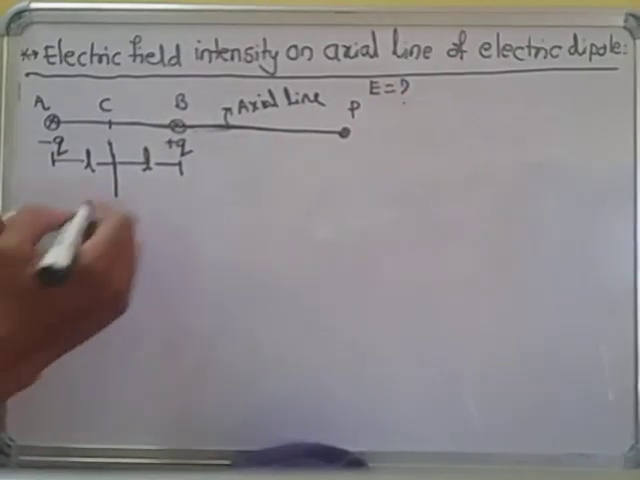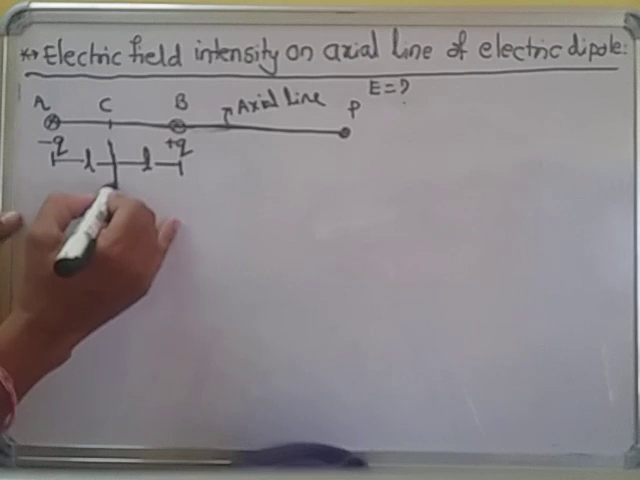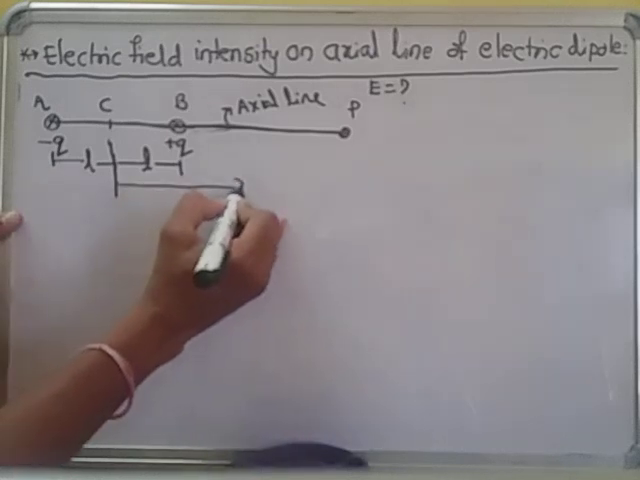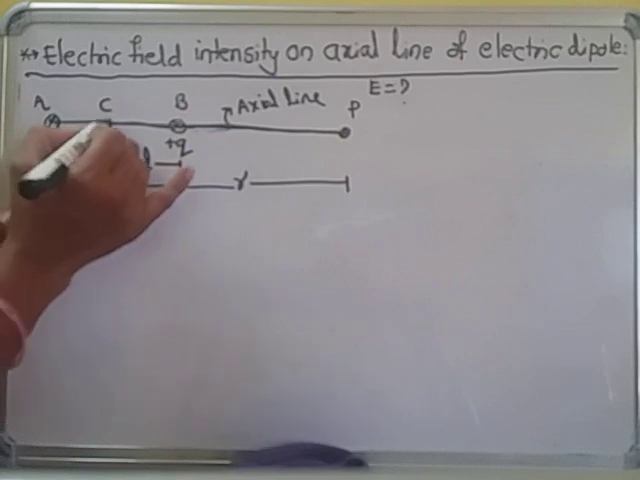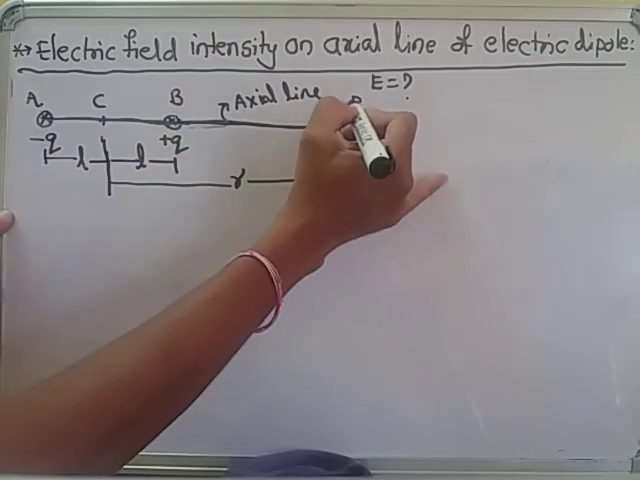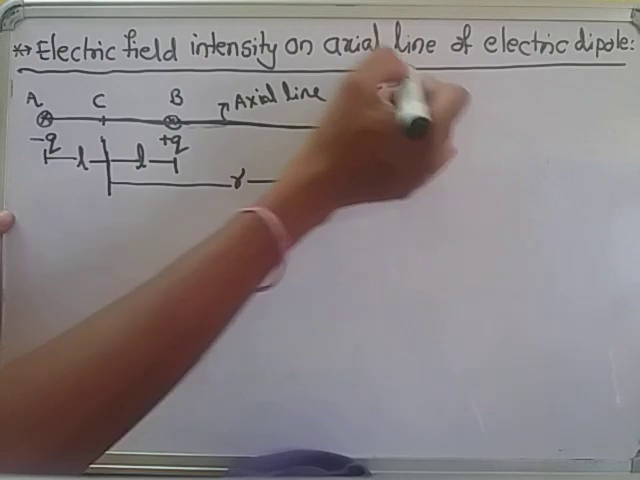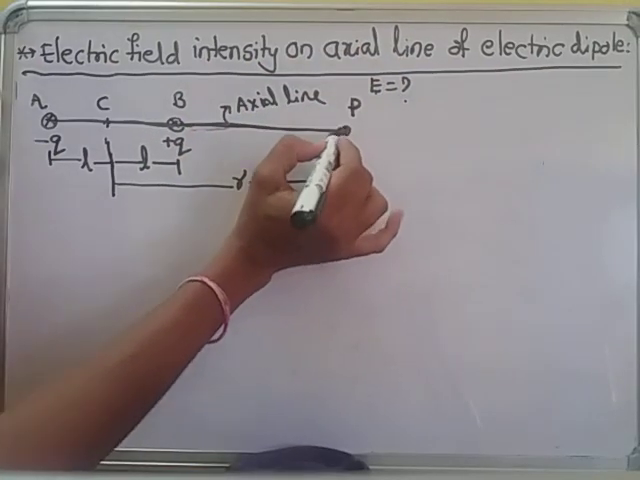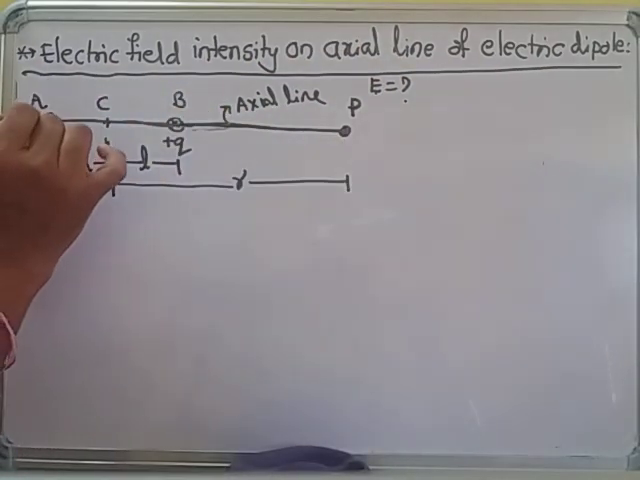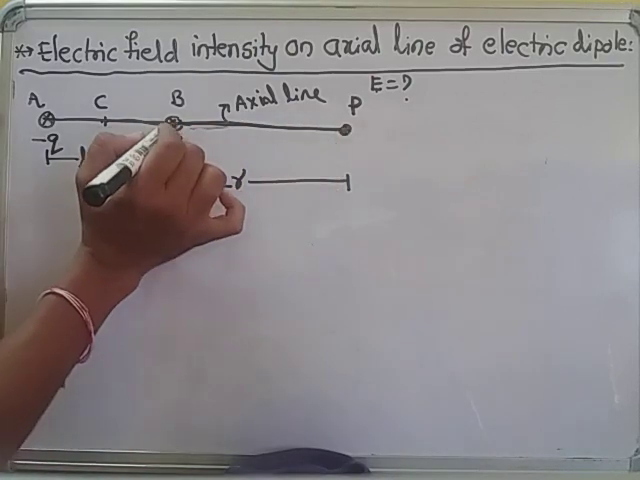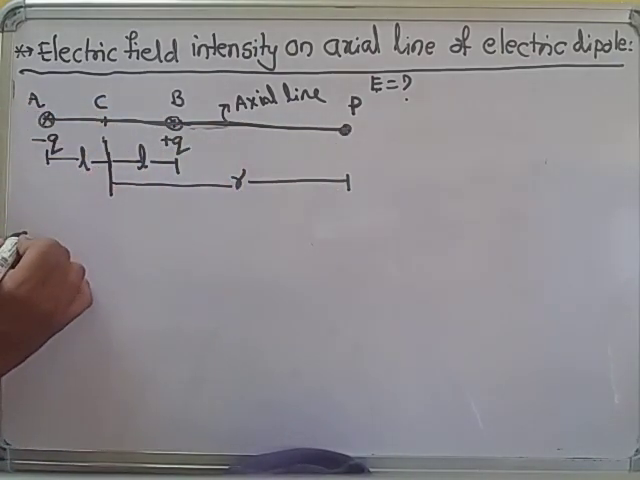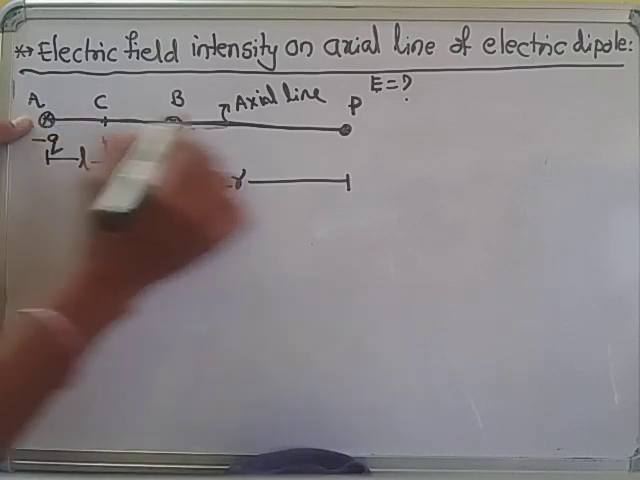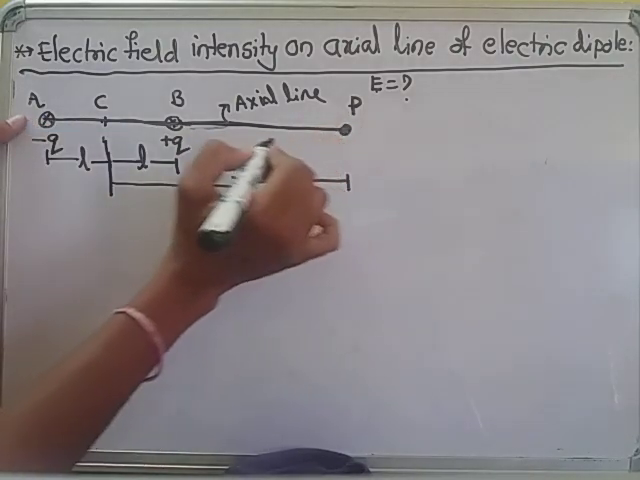For that, how to find out? Let us take the distance from the center to point P as R. From the center of the electric dipole at a distance R, at point P I want to determine E. Electric field is there at point P due to minus Q charge, and electric field is there at point P due to plus Q charge also. Now what is the electric field intensity due to minus Q charge, and what is the direction?